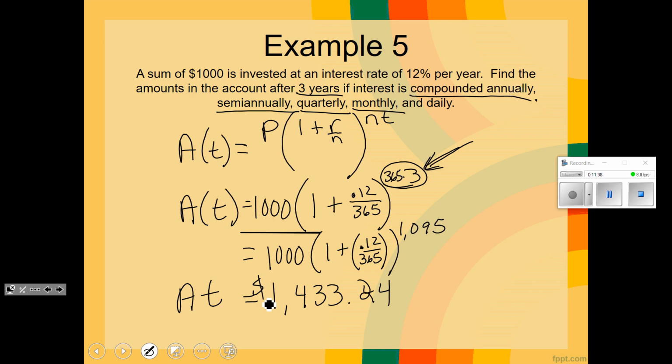So my question is, is our idea true? The more times you compound it, the more money it should make, right? So like if you go and you invest money, and they give you options and they say, do you want this compounded yearly, semi-annually, quarterly, monthly, or daily? What would you choose? Daily, right? The more times you compound it, the more money you're going to make.